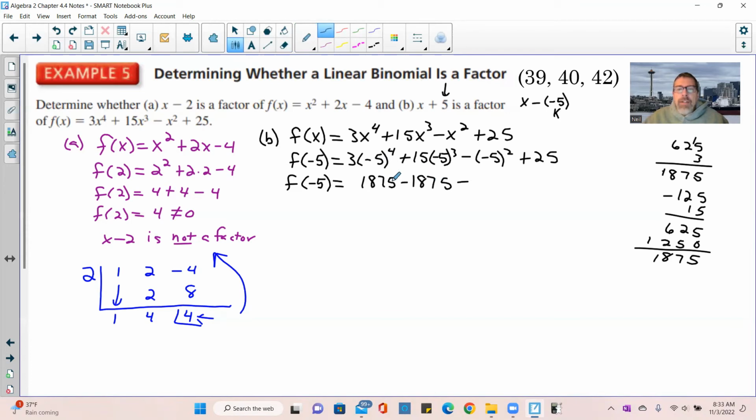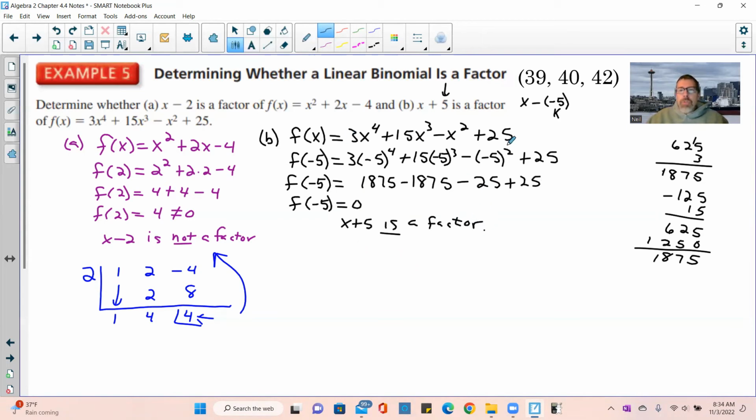This came out to be 1,875 minus 1,875, and this is negative 5 squared, which is 25, and so it's minus 25 plus 25. Well, 1,875 minus 1,875 is 0. 0 minus 25 is negative 25 plus 25. So that does mean that f of negative 5 equals 0. That tells us that x plus 5 is a factor of f of x.